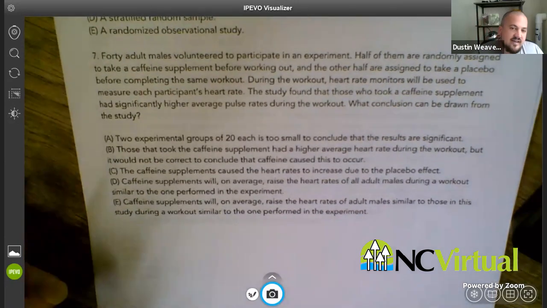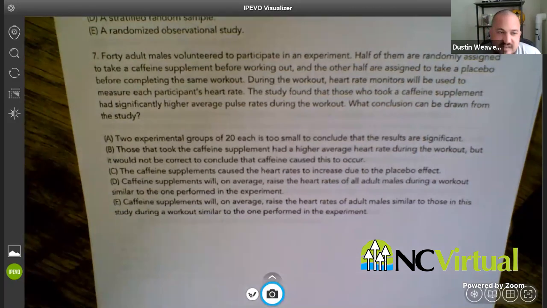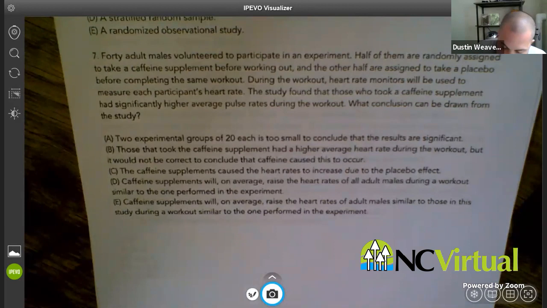So we're giving half of them this caffeine supplement, and we're giving the other half the placebo. And at the end, we're able to see that those who took the caffeine supplement had a significantly higher average pulse rate during their workout than those that took the placebo. So what are we able to tell from that?